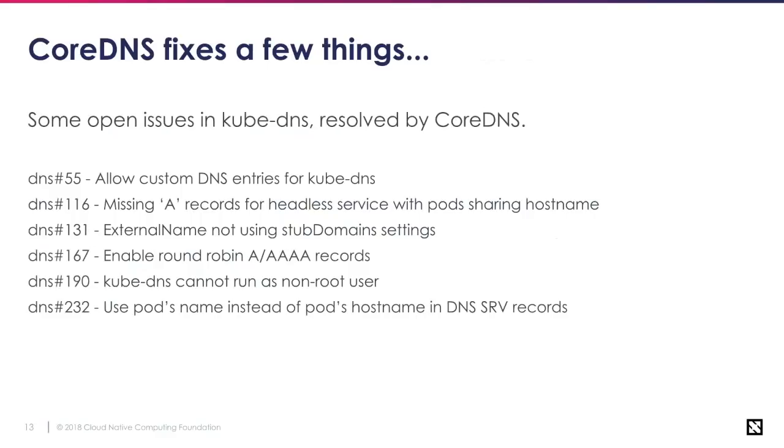CoreDNS fixes a few issues when compared to KubeDNS. There are some open issues in KubeDNS that are resolved. Some of these are feature requests. Some of these are bugs. I won't go through all of them, but like allowing custom DNS entries for KubeDNS, and a little bug like missing A records in a certain case. Let's go to the next slide.